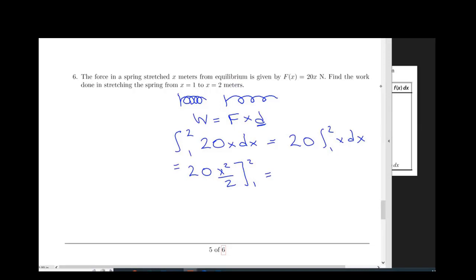20 over 2 is 10 times 2 squared. Let me just do this. 10 times 2 squared minus 1 squared, which is equal to 10 times 4 minus 1, which is 3, or 30. And then it's Newton meters, because newtons is force and meters is distance.